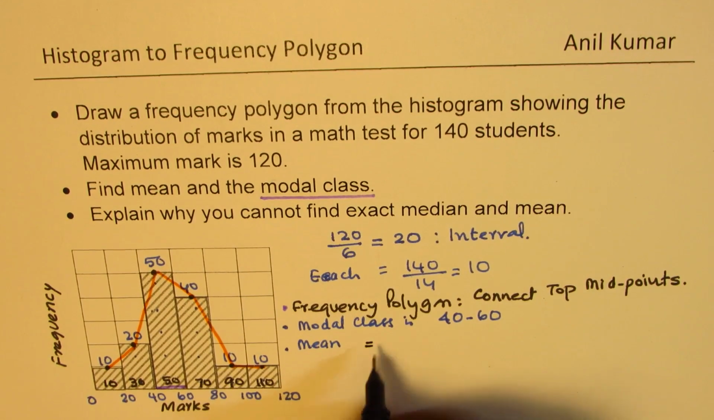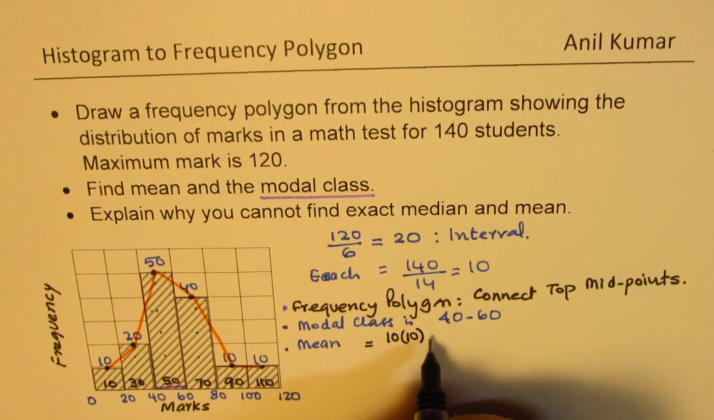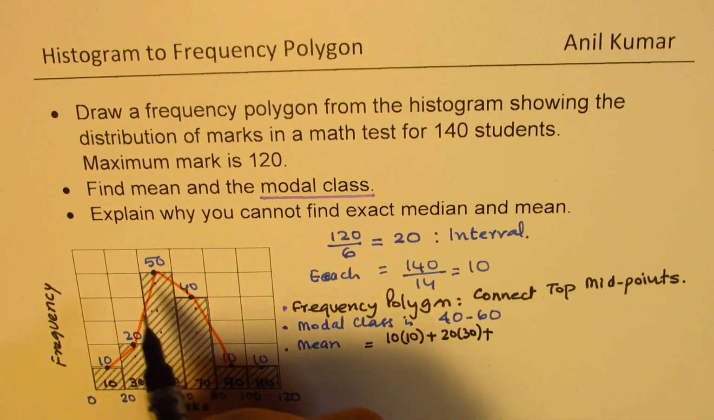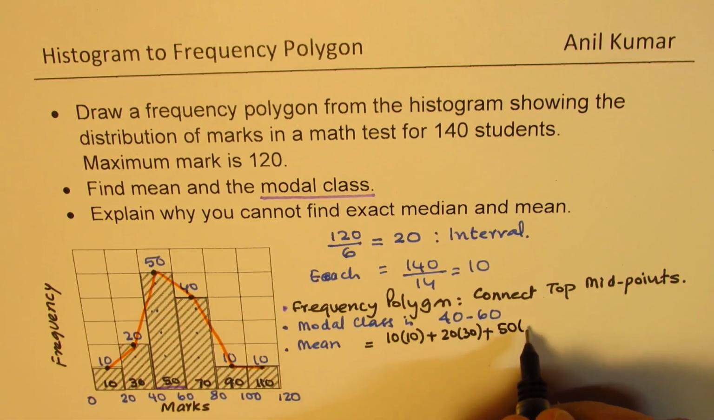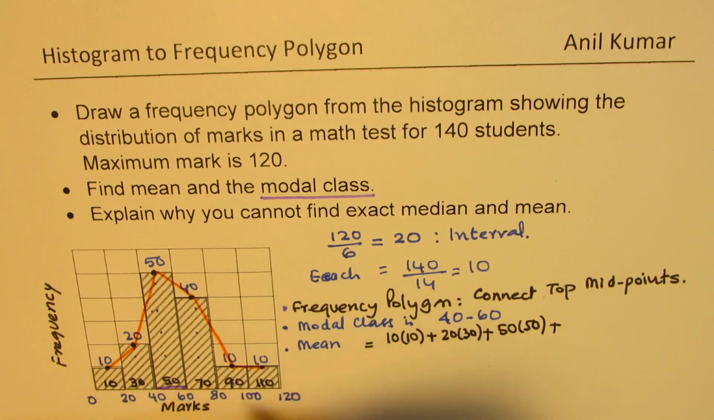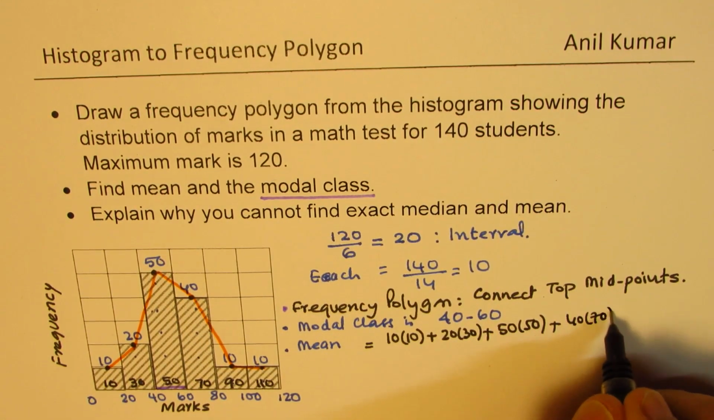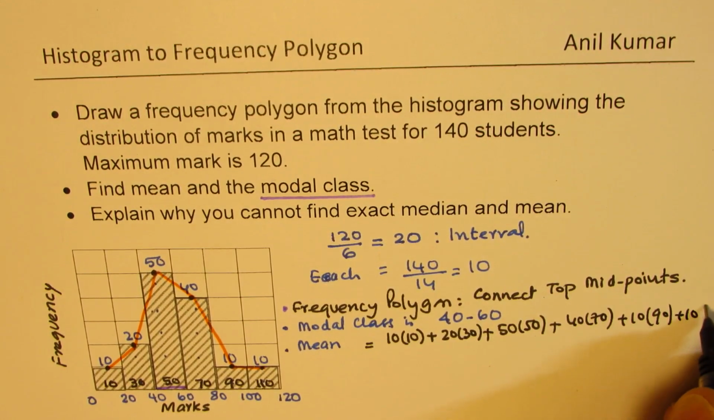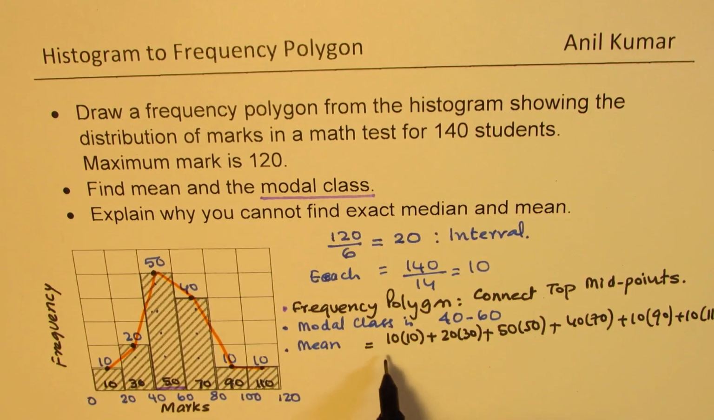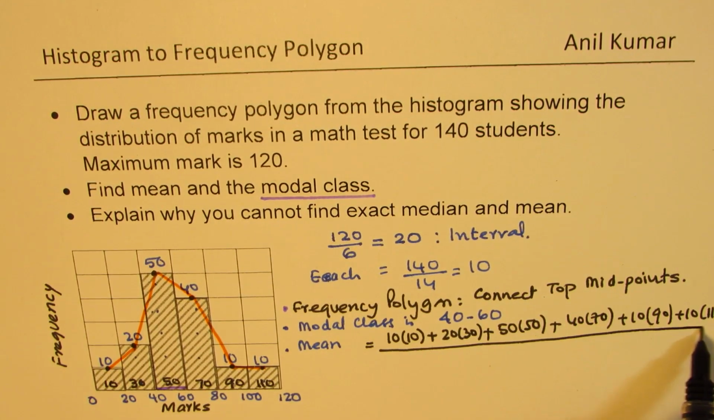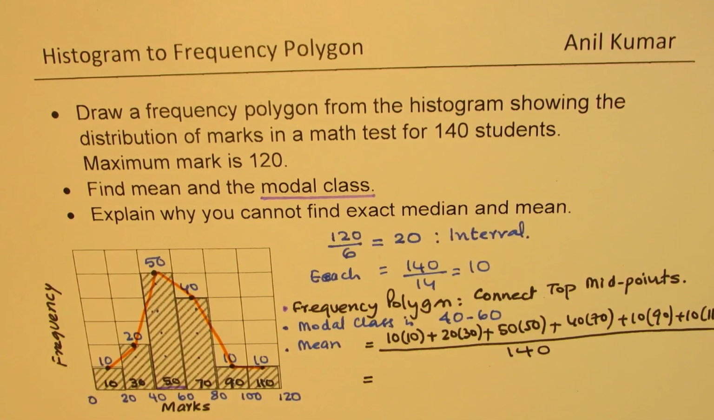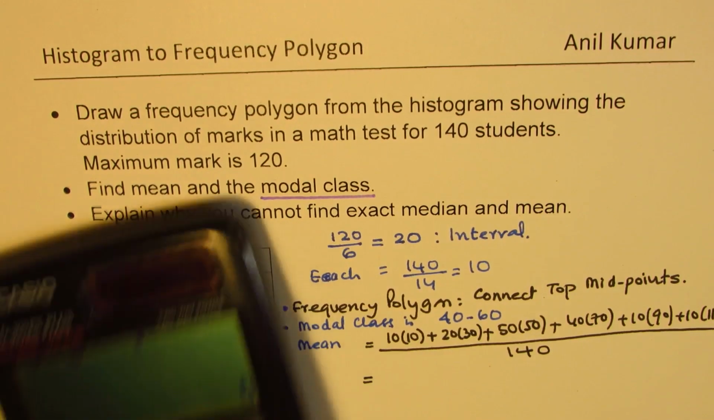So therefore, the weighted mean will be what? We'll just multiply, right? So we get 10 times 10 plus 20 times 30, plus 50 times 50, plus 40 times 70, plus 10 times 90, and 10 times 110, divided by the total number of students. The total number of students is 140. So that should give us the mean, right? Let's use the calculator and figure it out.